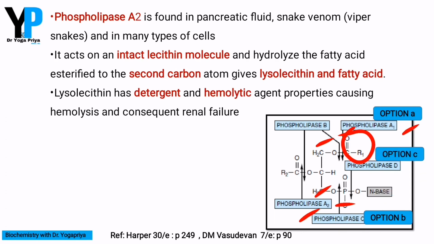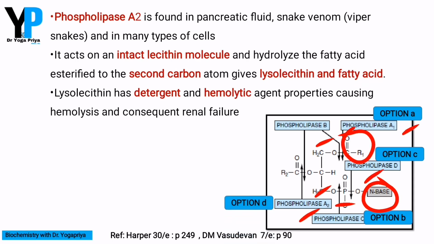The next option is phospholipase D, which mainly acts as a signal transduction molecule, and here you can see the site of action, where it cleaves the nitrogen base that is attached to the phosphate group of the third carbon.